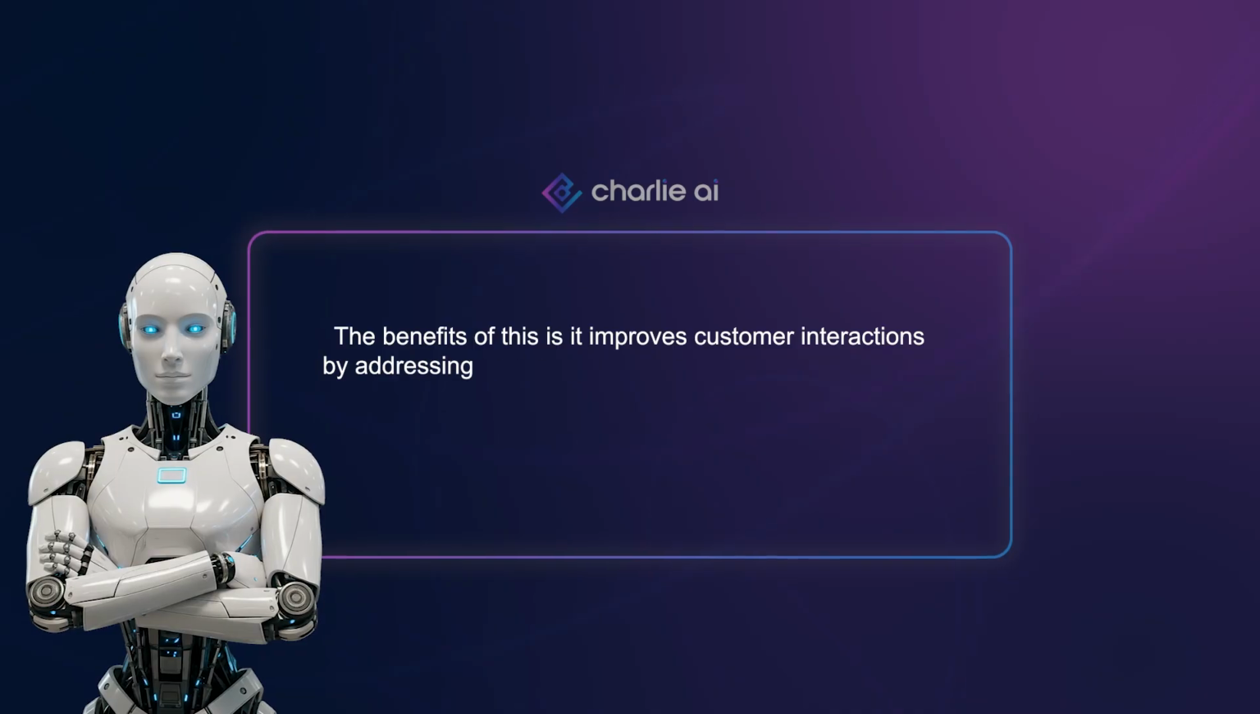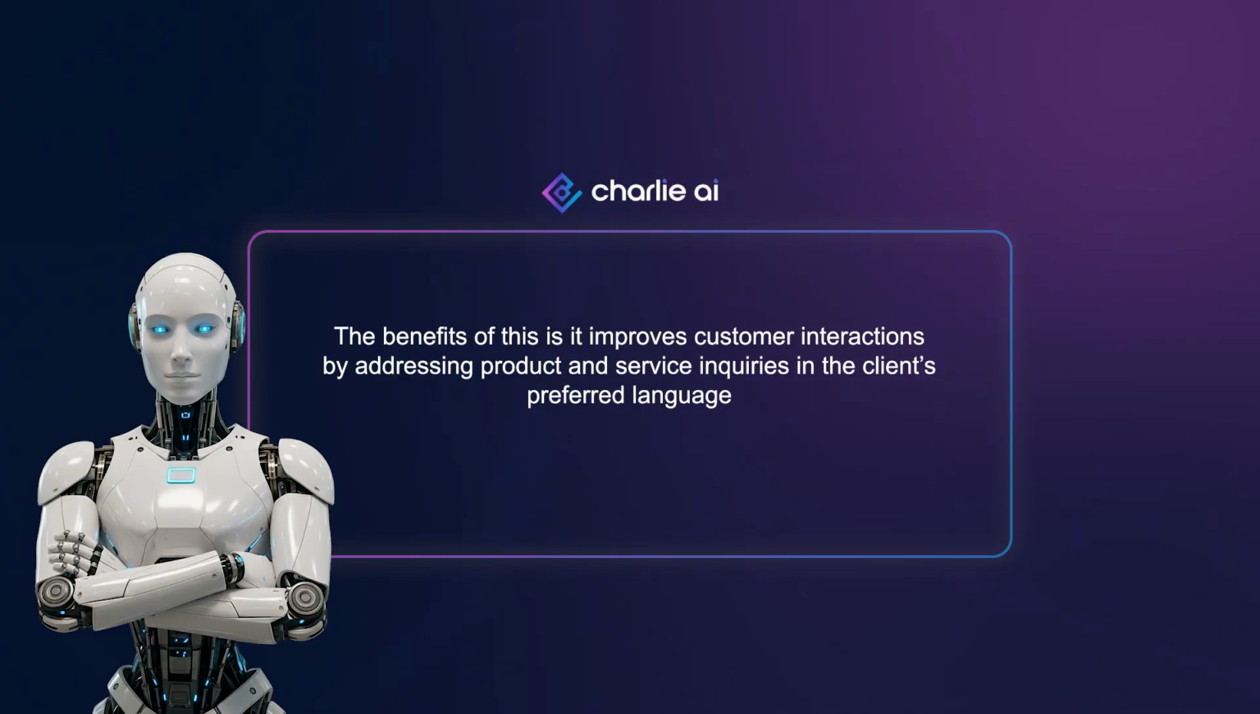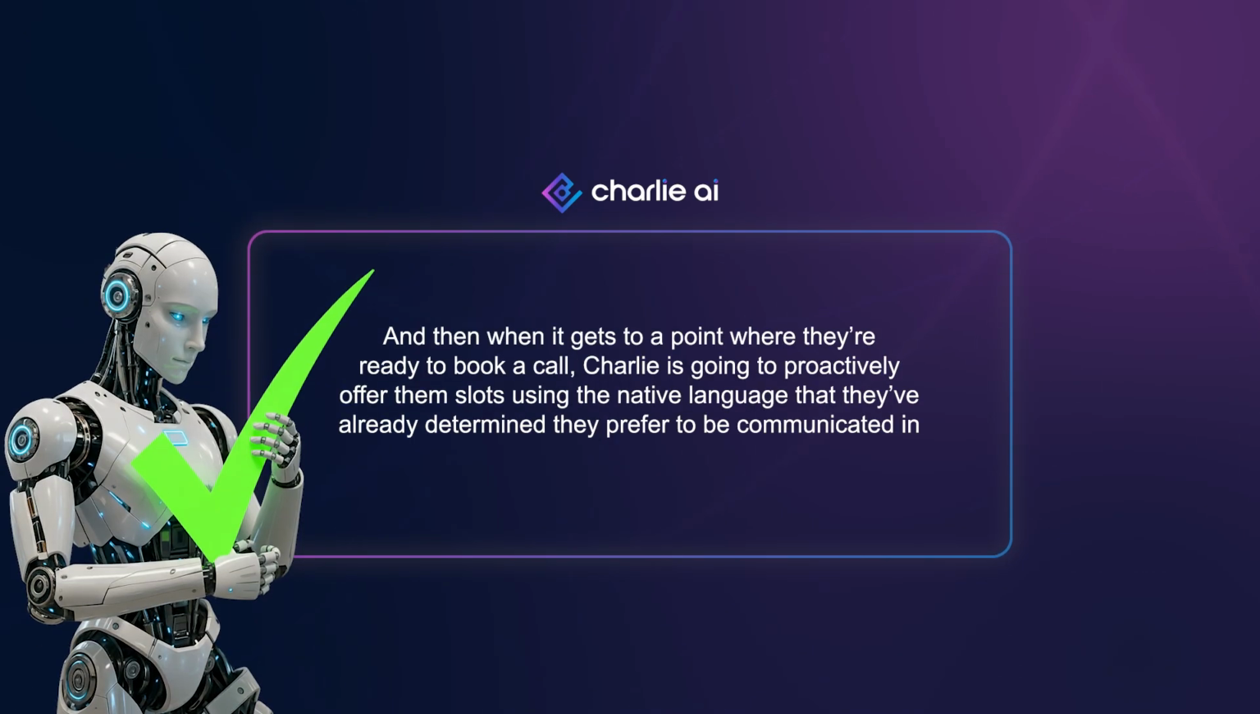The benefit of this is it improves customer interactions by addressing product and service inquiries in the client's preferred language. And then when it gets to a point where they're ready to book a call, Charlie is going to proactively offer them slots using the native language that they've already determined they prefer to be communicated in. So now the auto booking process is automatically set up to be congruent, and it's going to detect if the person is speaking a different language. It's going to match that language and keep that congruent throughout the entire process. So this is really, really important.